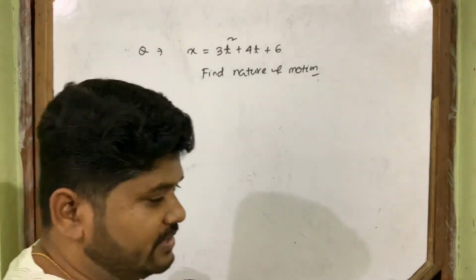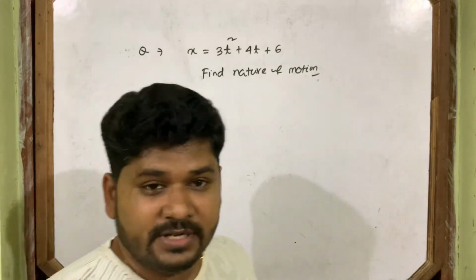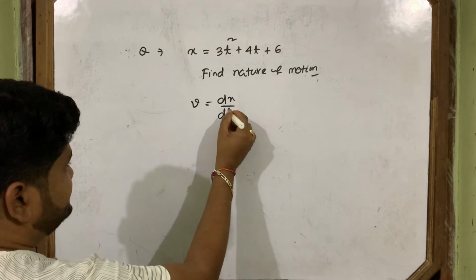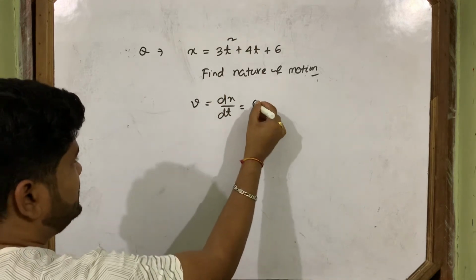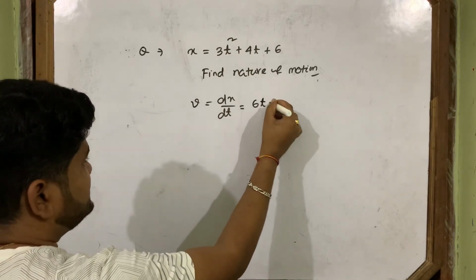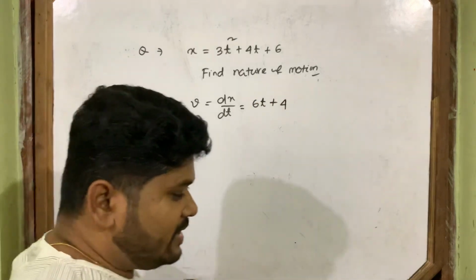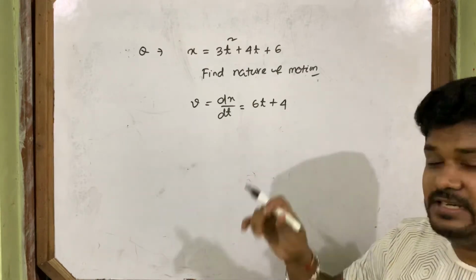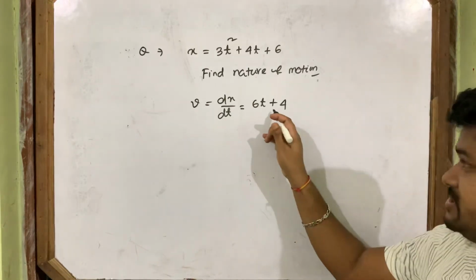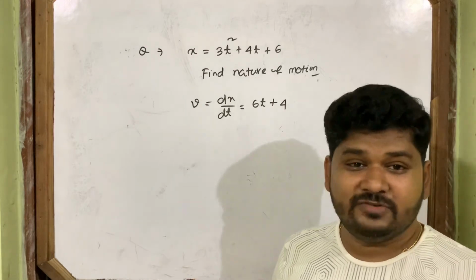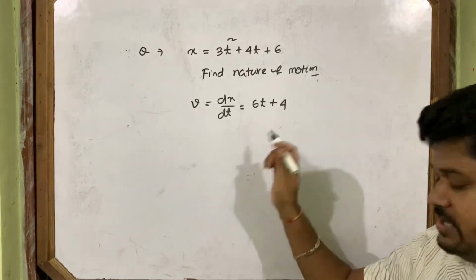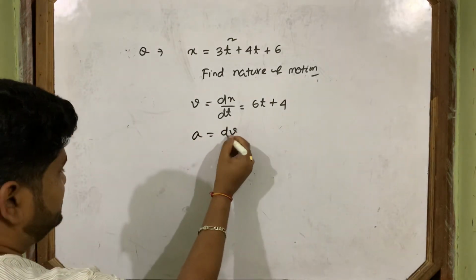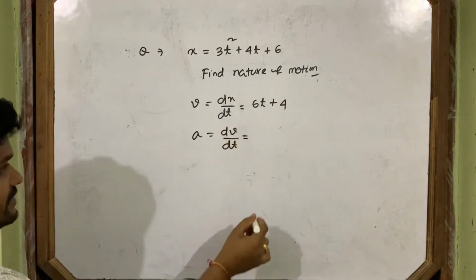How do I know? We will find its velocity. First let's find its velocity, dx by dt. Do the derivative once: 6t plus 4. Is the velocity constant? No, because time is here. Velocity is not constant, so it's not uniform motion. Then find acceleration, dv by dt. What do you get?